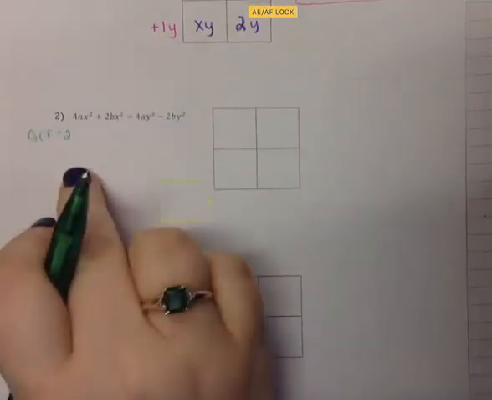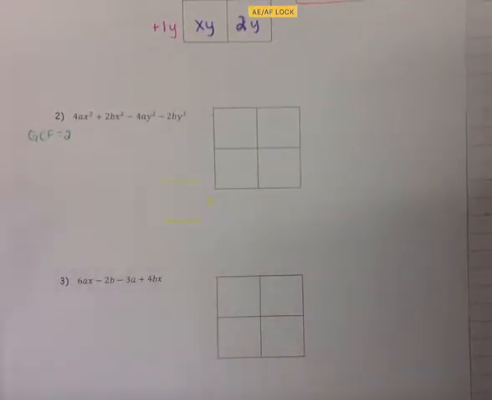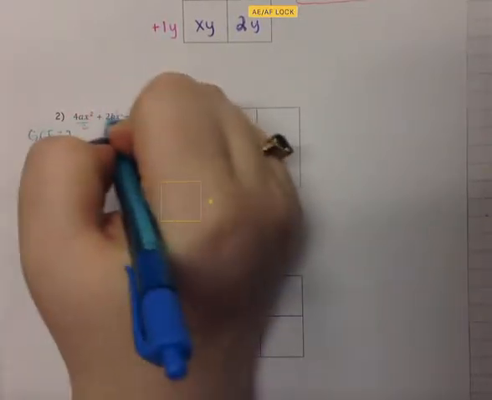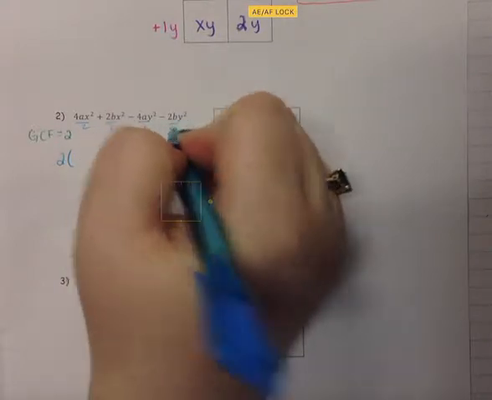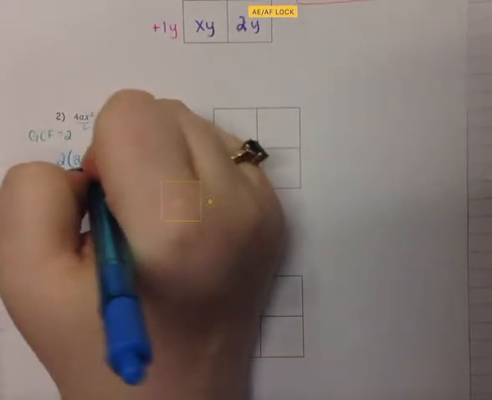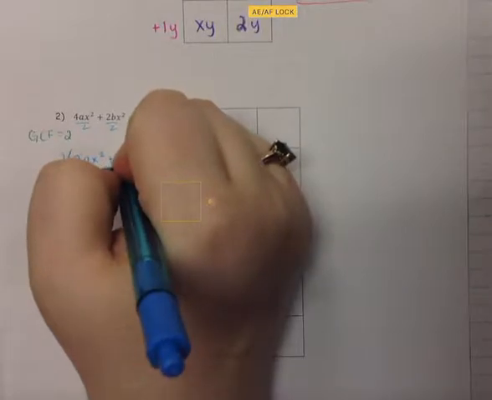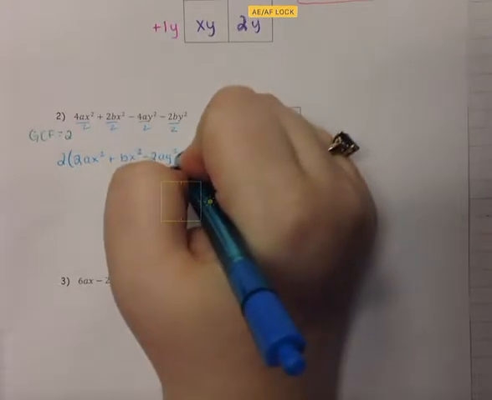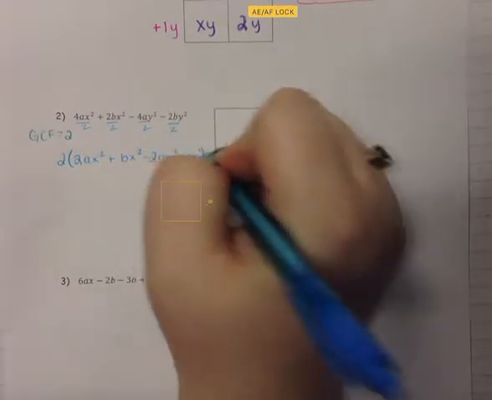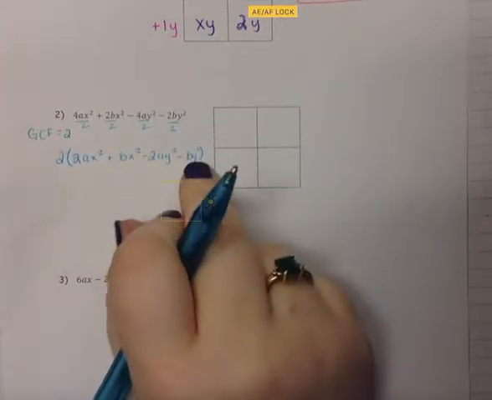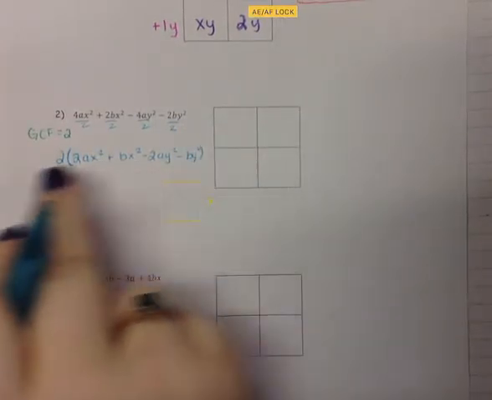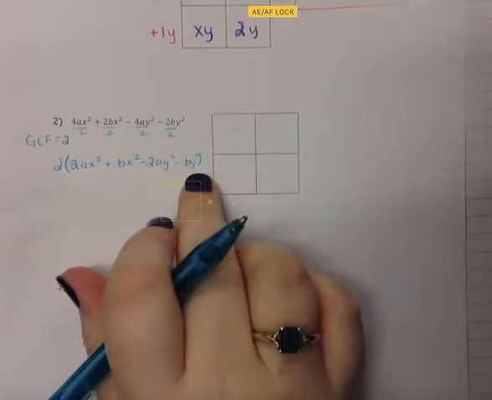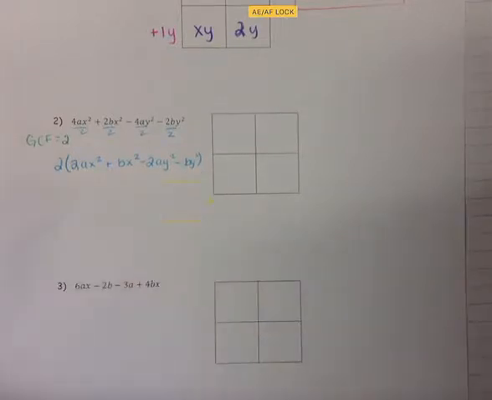So let's rewrite this problem with the 2 as the GCF. So I'm going to have 2 parentheses. We're going to divide everything by 2. We're left with 2ax squared plus just 1bx squared minus 2ay squared and minus 1by squared. I got a little close to the boxes, so when I do my factors out here, make sure I'm doing them in the same color. They're going to be pink, so just when you're reading that, just be a little careful.